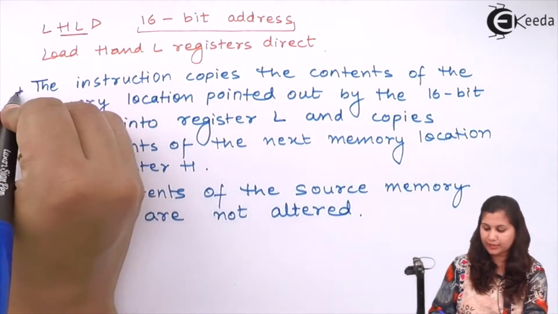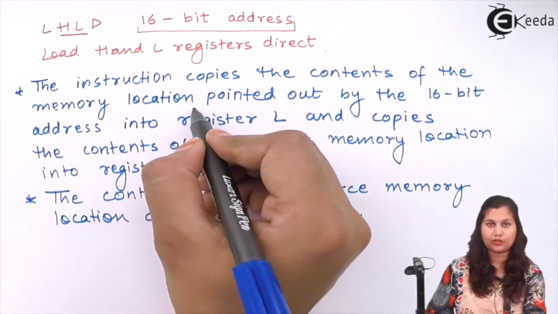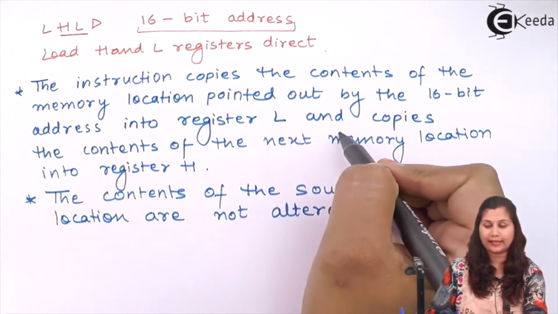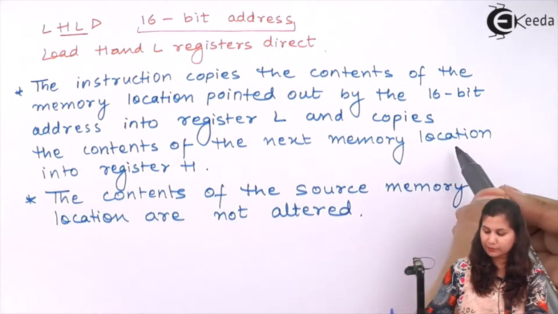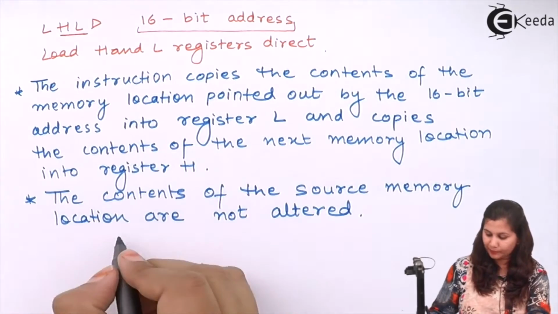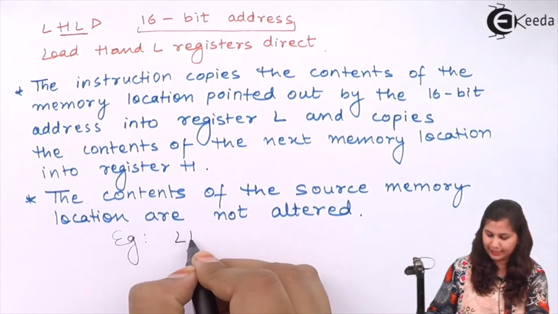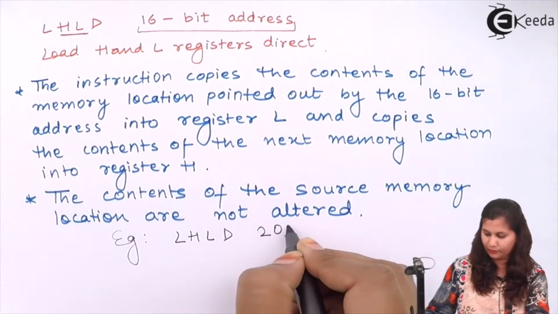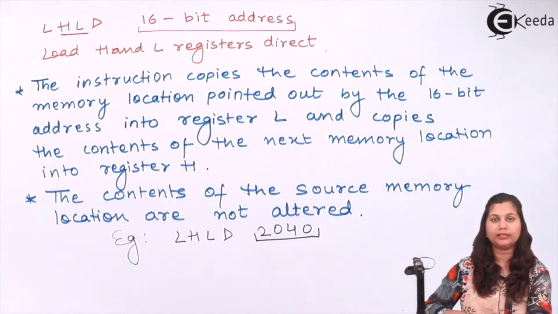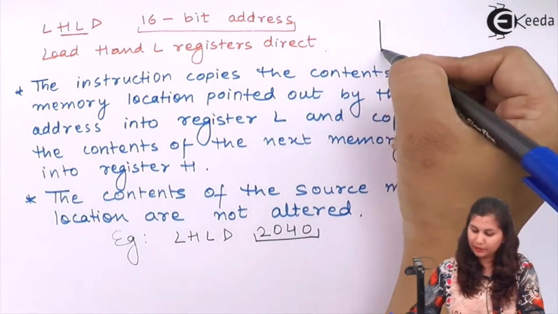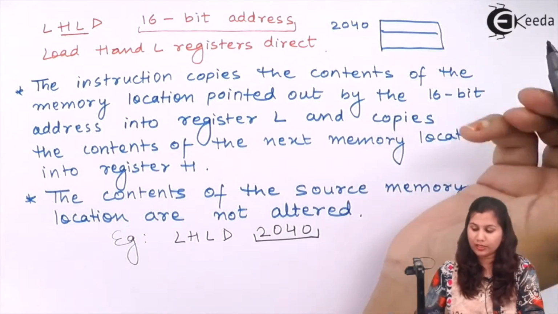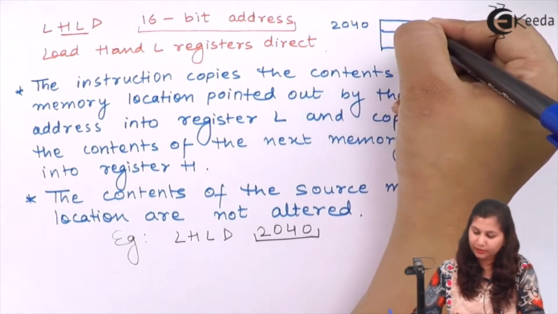So this instruction is copying the contents of the memory location which is pointed out by the 16-bit address into the register L and copies the content of the next memory location into the register H. Let's take an example. We have an example as LHLD 2050. So this is the 16-bit address which is denoting the memory location. So at this memory location, suppose this is 2040, we are having a number 3E.